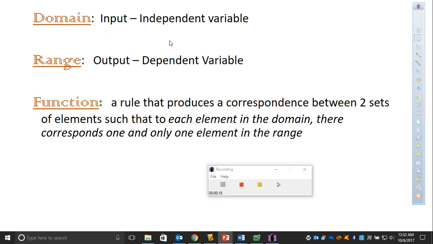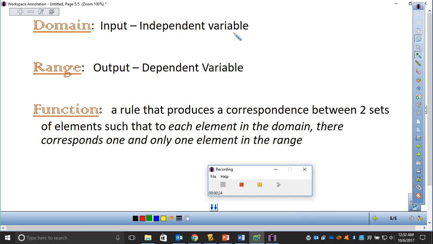So getting into a couple definitions for us here: domain, range, and a function. Domain, you can see there, that's the input, the independent variable. Think of these as the x values. We talked about that last chapter. The range is going to be the output. That's the dependent variable. Again, we talked about that being the y's from the last chapter, the y values.